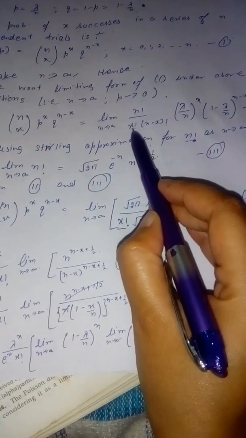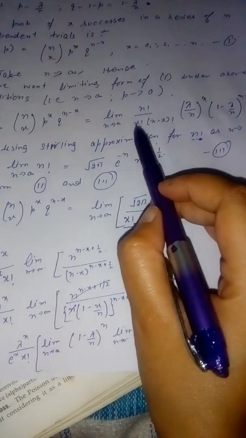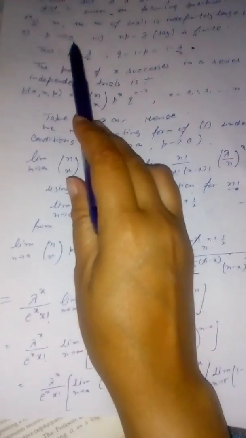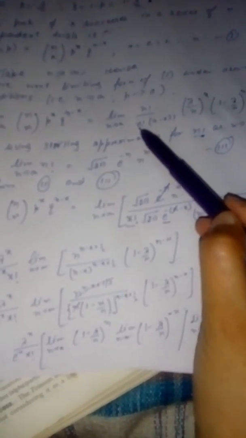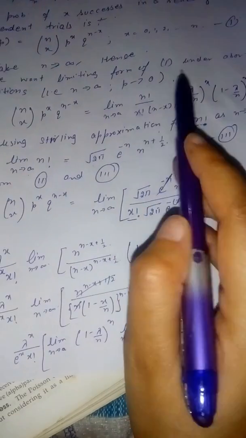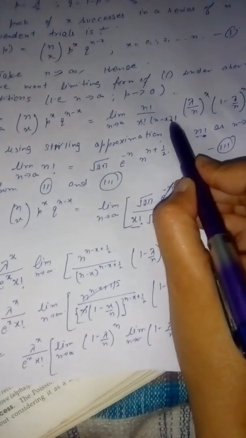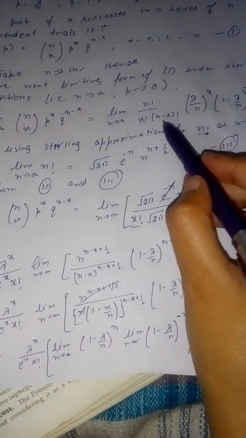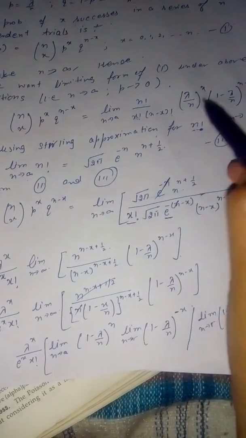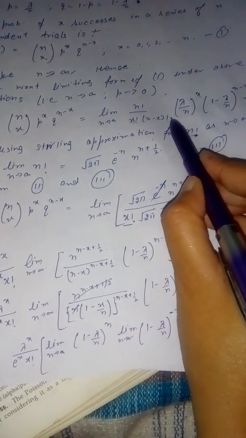For x, we don't know whether x is small or large. The probability of success is small, so x is a small value. So x factorial is small, so we don't use Stirling approximation on x factorial. n is large and x is small, so n minus x is also large. So we also use Stirling approximation on n minus x factorial.